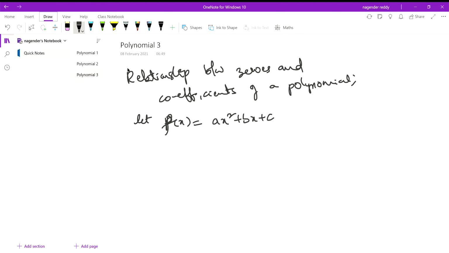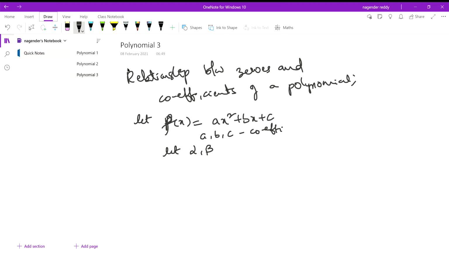Here we have to discuss the relation between the roots and the coefficients of this polynomial. What are the coefficients? A, b, c are the coefficients. Now, what are the roots? For example, assume that the zeros of the polynomial are alpha, beta. Generally we take alpha and beta only. Now what is the relation between these two?